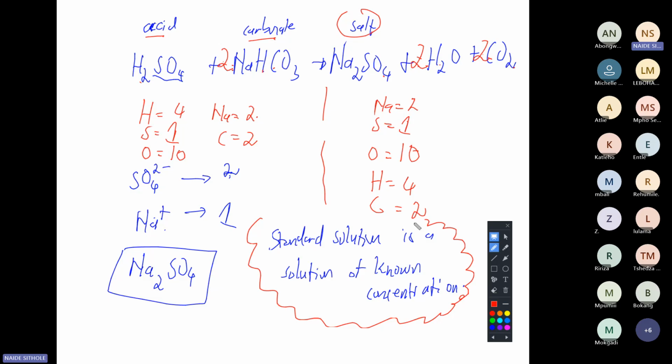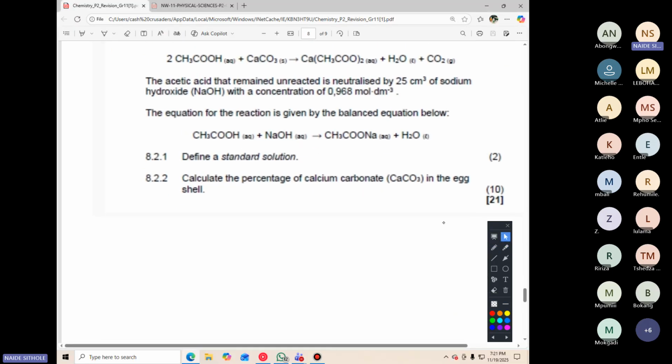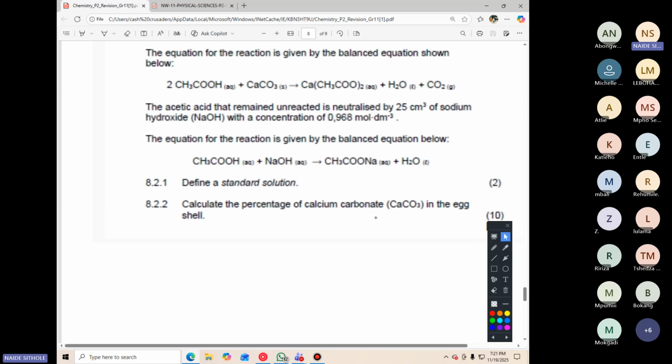With definitions, you have no excuse. You must nail all the definitions. A standard solution is a solution of known concentration. Now we have 10 marks here. It's very much possible to find an equation with 10 marks in the exam. Then calculate the percentage of calcium carbonate in the eggshell.